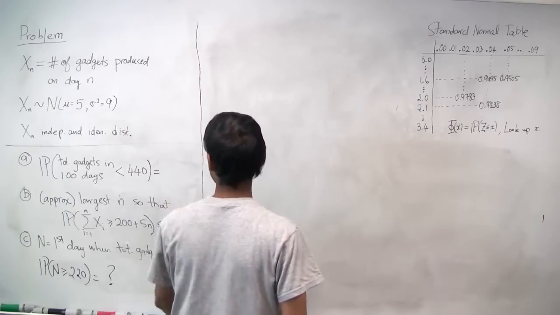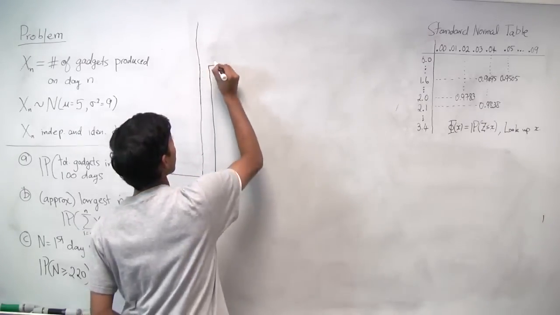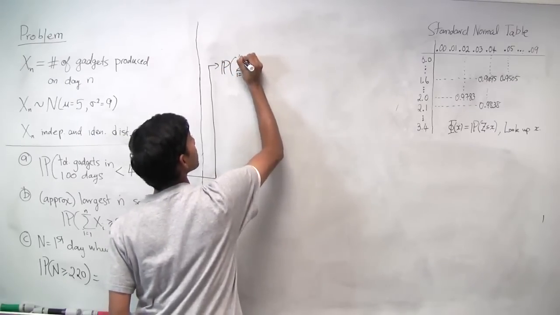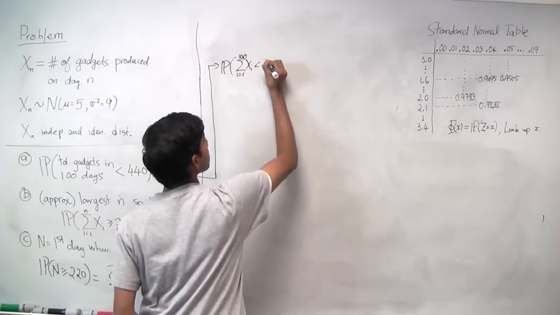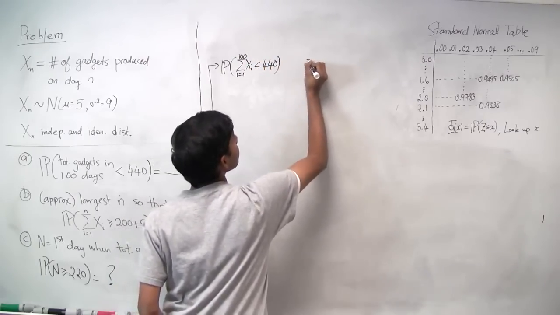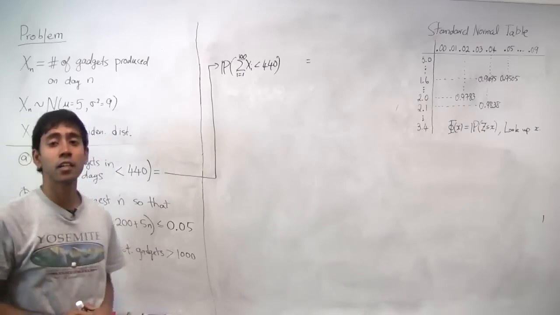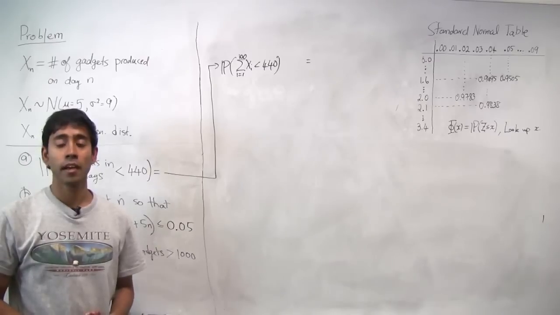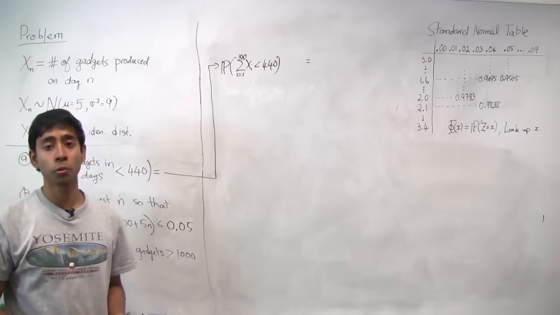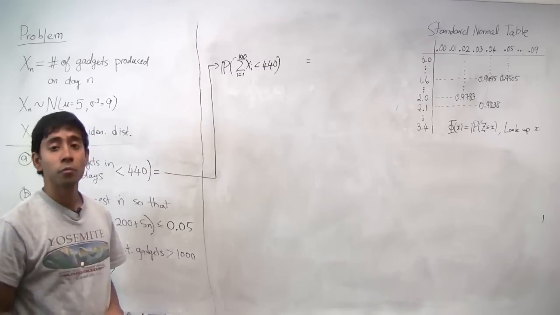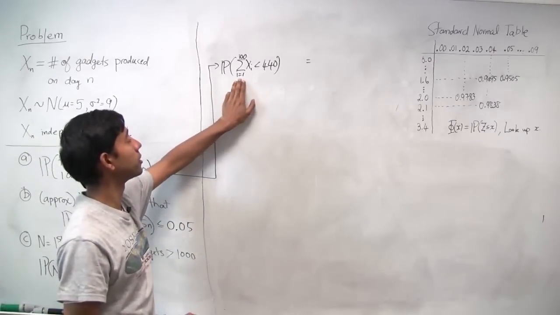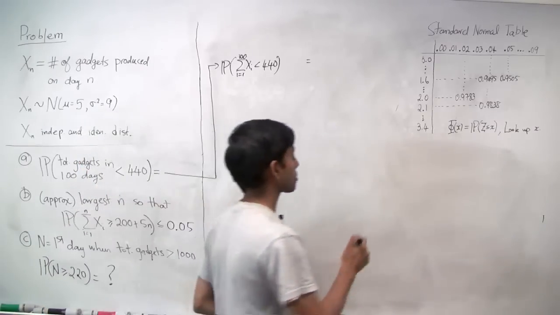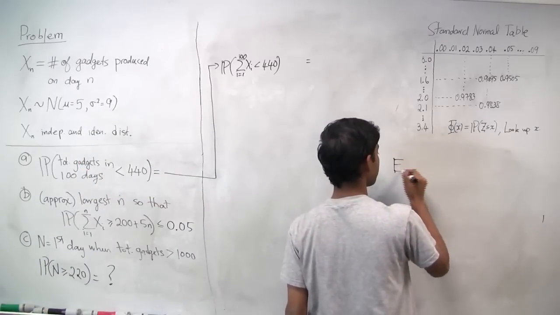To start, we can first write this as the probability of the sum of the gadgets produced on each of the 100 days being less than 440. Notice that this is a sum of a large number of independent random variables. So we can use the central limit theorem and approximate the sum as a normal random variable. Then, in order to compute this probability, we'd need to standardize this and then use the standard normal table. So let's first compute the expectation and variance of the sum.